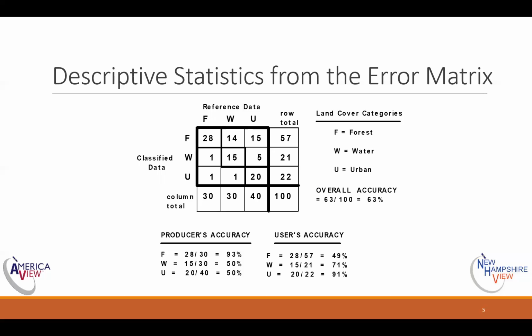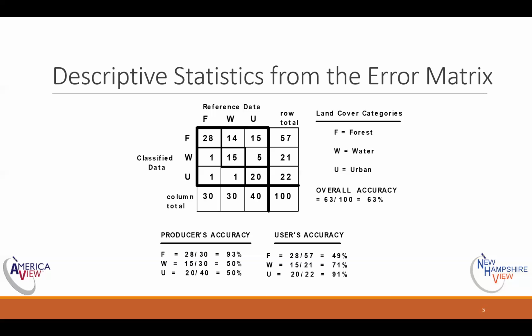Now we look at the other side of the coin, okay, from the user's standpoint, and we can see that we've actually done better. Okay, the map called it water once when it was actually forest. The map called it water 15 times when it was actually water. And the map called it water 5 times when it was actually urban, or 15 out of 21, or 71% of the time. The map called it water when it went 15 times it was actually water.